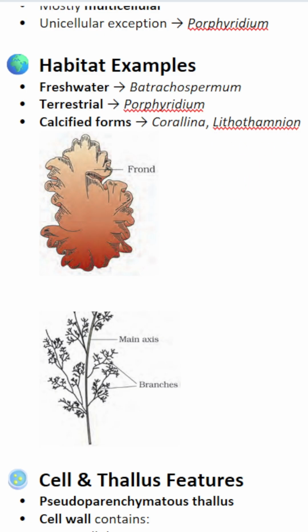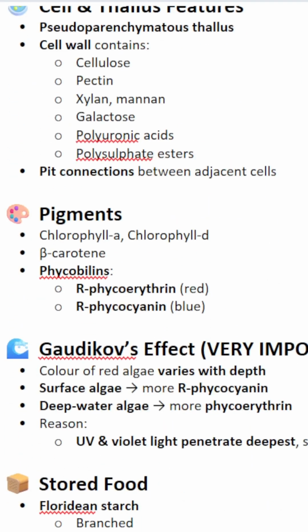Clear? So here we find two different types of algae present. One is Porphyra and another one is Polysiphonia. This is Porphyra, and this is Polysiphonia. These are two different types of red algae. One looks like a thallus-like structure, whereas the other has a branching structure. Now let's move into its body structure.